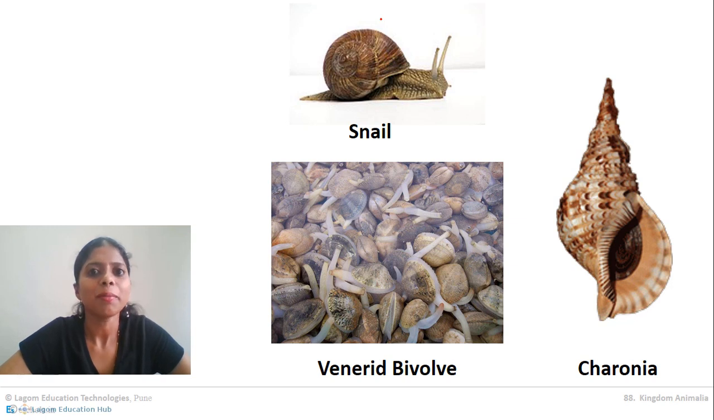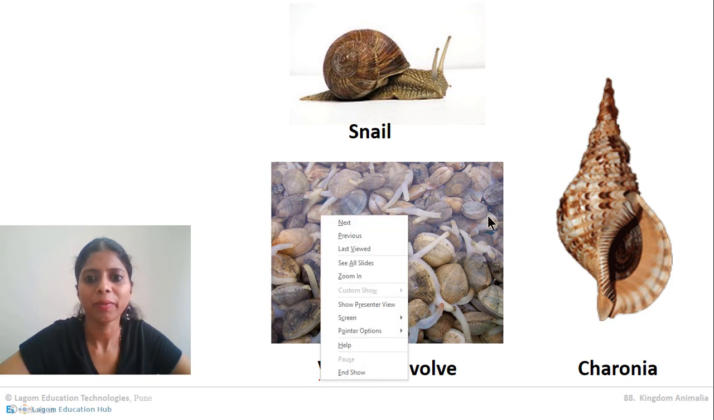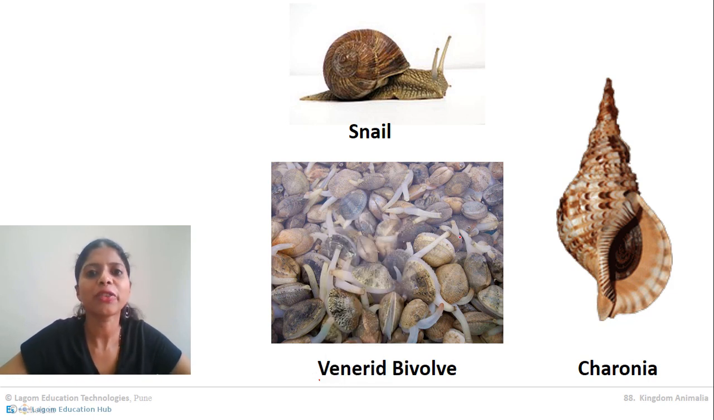Now another example includes snail, the everyday snail which is walking on the plants, walking on the trees, it is included in mollusca. Then bivalves. Okay, bivalves are also included in mollusca. Now this is a photograph of a special bivalve called varanid bivalve. Okay, and this photograph is from the bivalve culture. They are considered the tastiest bivalve.